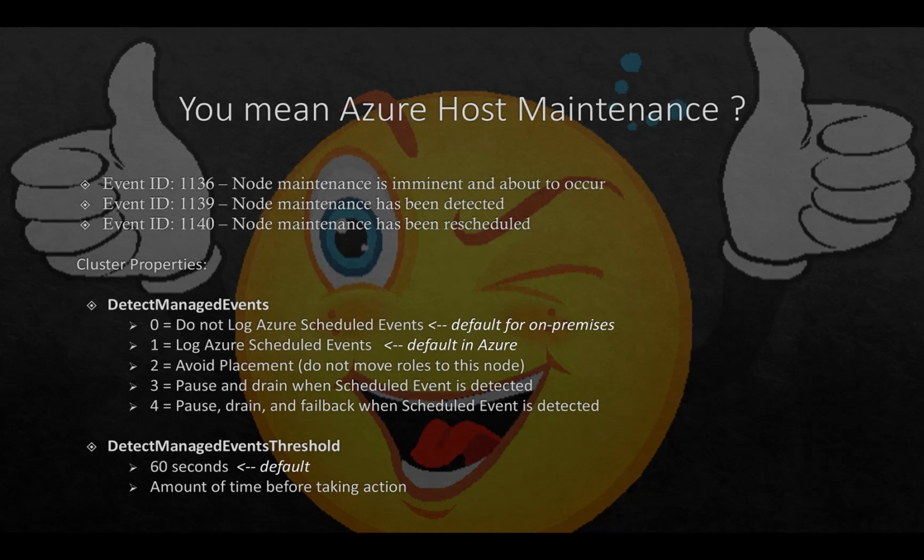There's also a detect manage events threshold. Default is 60, so if we detect it's fixing to happen, let's react to it now, move everything off. You can change it to a higher level or a lower level, all up to you. And like I said, it is basically the amount of time before it is to occur for you to move it off.